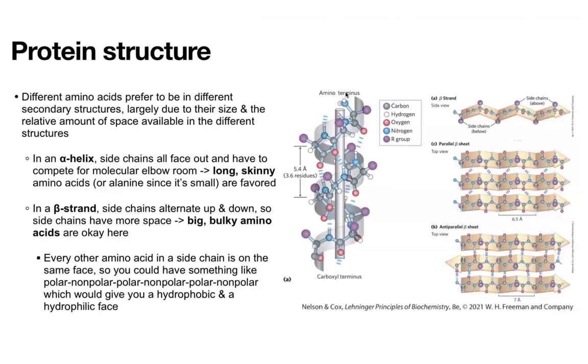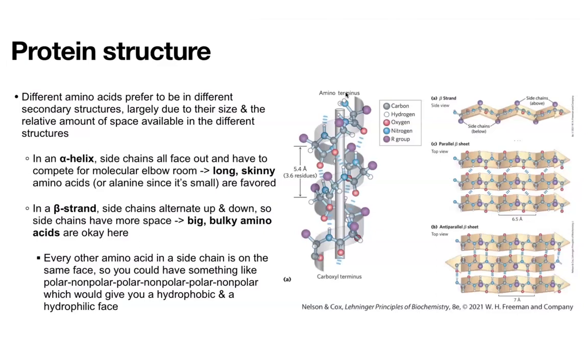What about our beta strands? So remember, the beta strand is that individual arrow going from N to C terminus. And then you have multiple strands come together and then you get a sheet. In the sheet, you have this pleated sheet where the amino acid side chains are sticking up and down and up and down, alternating, because they have plenty of room. So they have more elbow room, and so it's okay to be big and bulky.